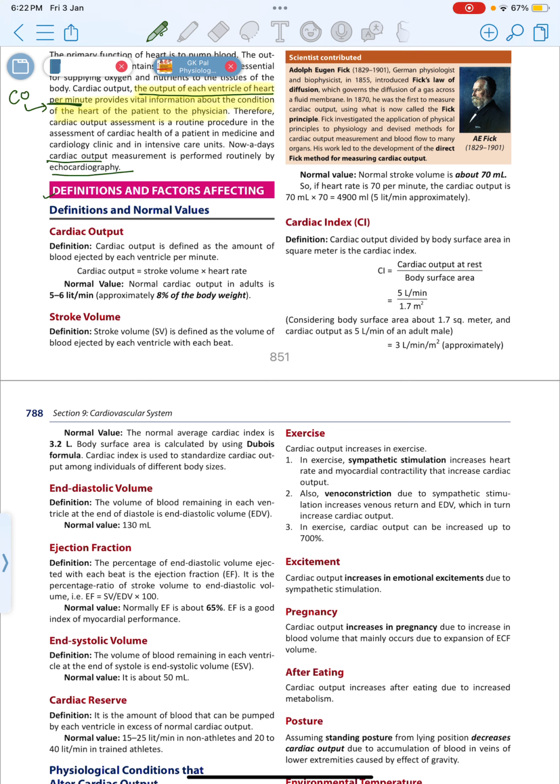Definition. Cardiac output is defined as the amount of blood ejected by each ventricle per minute. Cardiac output is about per minute. Amount of blood pumped or ejected by each ventricle per minute. Cardiac output is SV into HR.